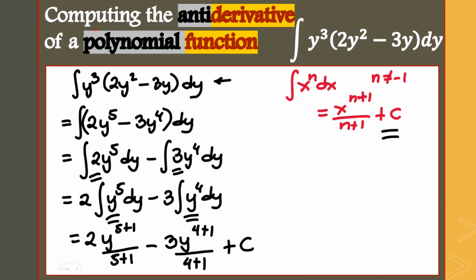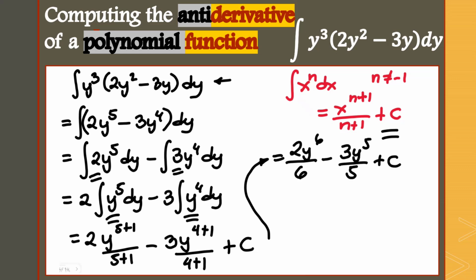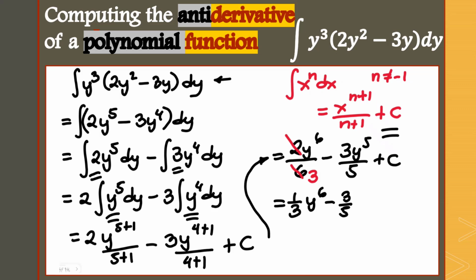Continuing that, this is just equal to 2y to the power of 6 over 6, because that's 5 plus 1, minus 3 y to the power of 5 over 5, plus c. We can simplify this, having 3 in the denominator. Therefore, our final answer is 1/3 y to the power of 6 minus 3/5 y to the power of 5 plus c.